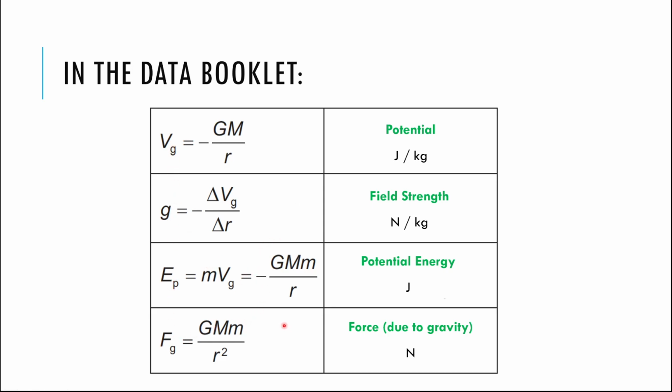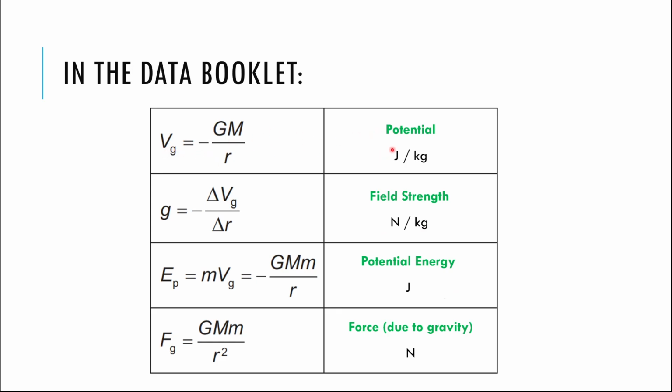So being familiar with your data booklet is the number one thing you can do to be most successful on the IB exams. So here are these 4 quantities. Now, when we get to them, these other 4 cells have the electric equivalents of these ideas. So we'll get there. All right, but this first one represents potential.